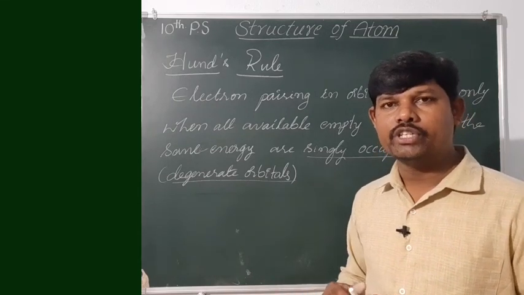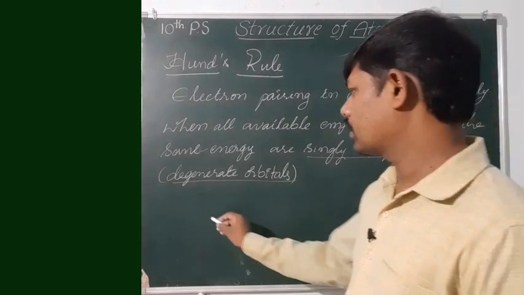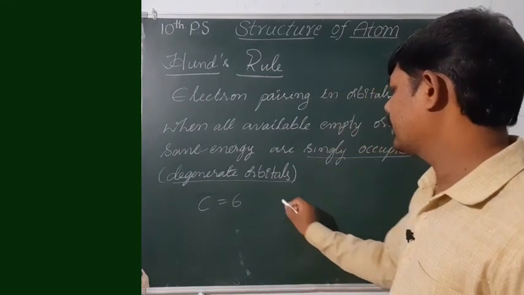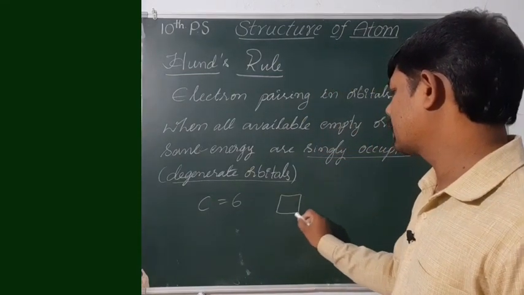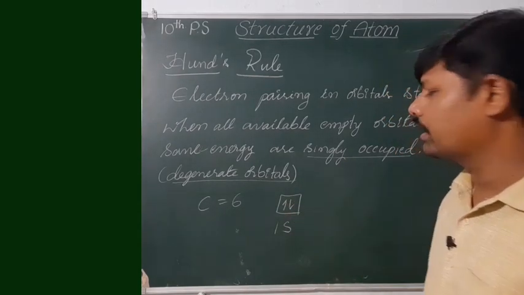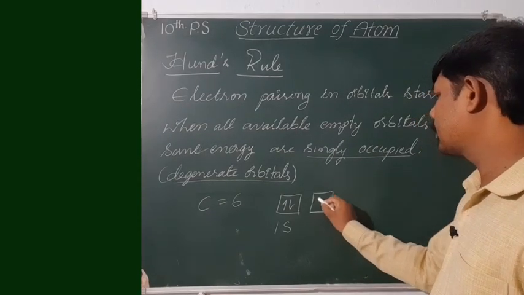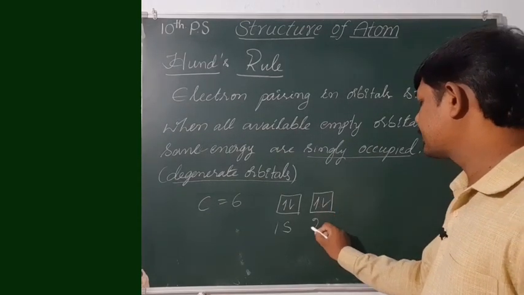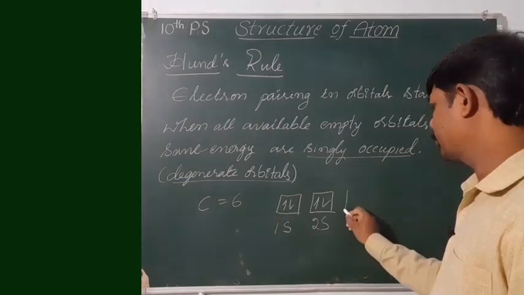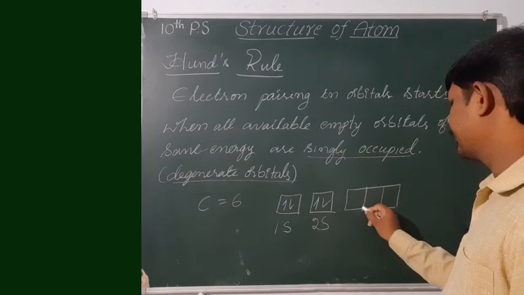So now let us observe the electronic configuration of carbon. What is the atomic number of carbon? Carbon atomic number is 6. So here the first shell is 1s. 2 electrons will occupy the 1s orbital and another 2 electrons will occupy the 2s orbital, and again 2 more electrons are there. What about the 2 more electrons? They will enter into the next level.